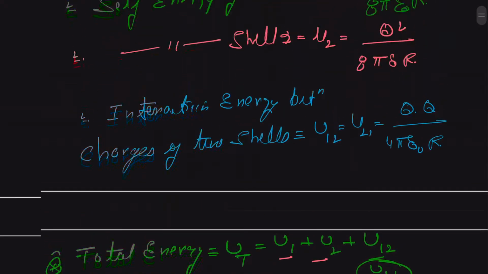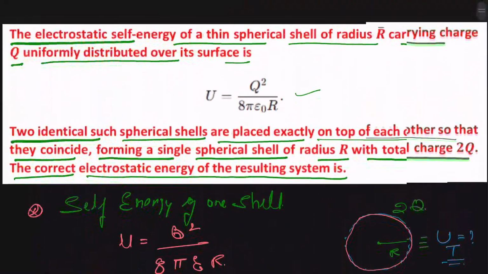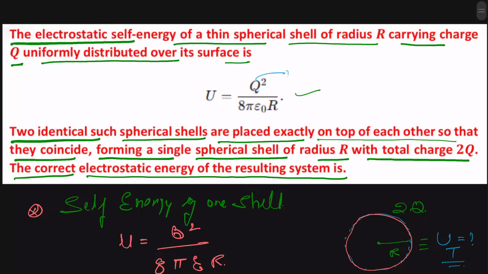So if you look closely, it seems like if you directly substitute the value of Q as 2Q, we are going to get that total energy, but that is not the case. Okay, so we have to sort it out in a different way.